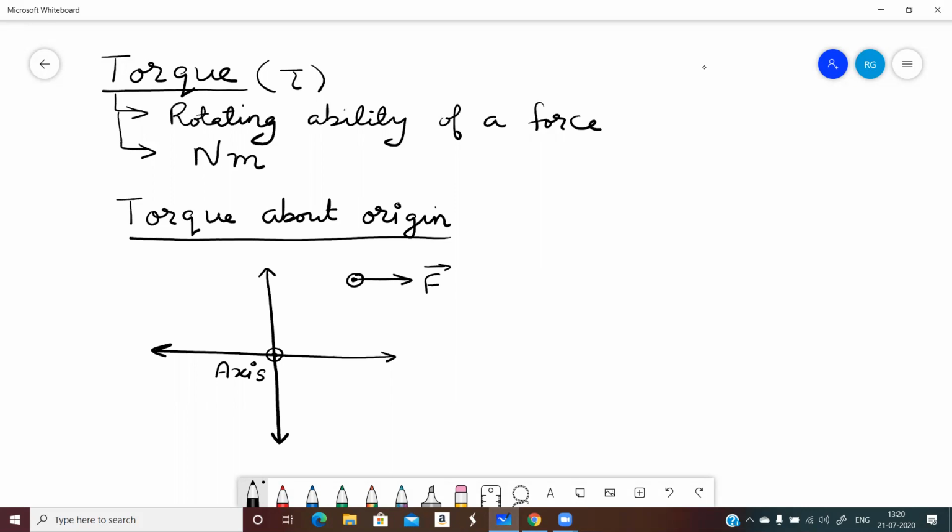Now, if I draw a position vector of this point with respect to the axis, I make it as R. So the value of torque in this case is equal to the cross product of R and F. So torque is equal to R cross F. It is a very simple point, and I think that you might be knowing the basics of cross product, but still I will just write down the basics of cross product.